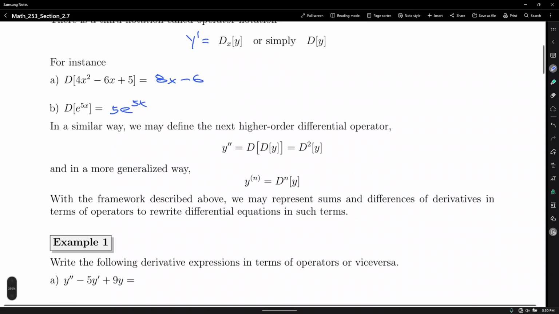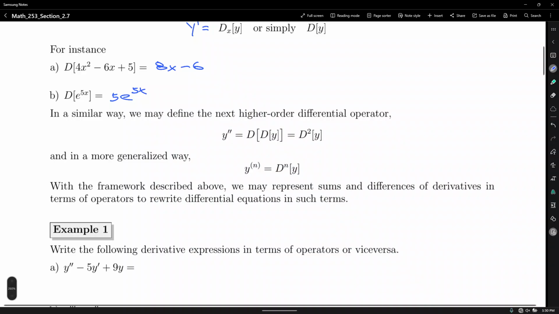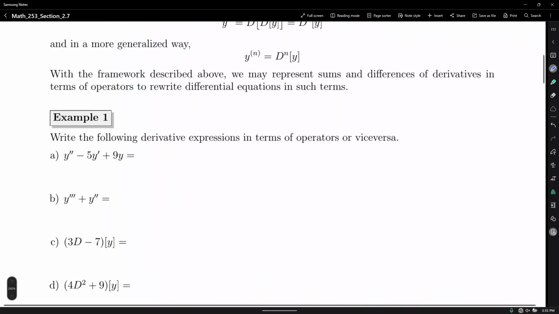All right. Well, with this, we're going to create a framework to represent these sums and differences of derivatives in terms of operators in order to get an alternative solution to these differential equations, especially when the orders of the differential equations are pretty high. All right. So, okay. Well, you'll see as we get through the example. So number one, let's have fun and play with this operator. So write the following derivative expressions in terms of operators or vice versa. Write the operator version into derivative form. Well, what do we have here?